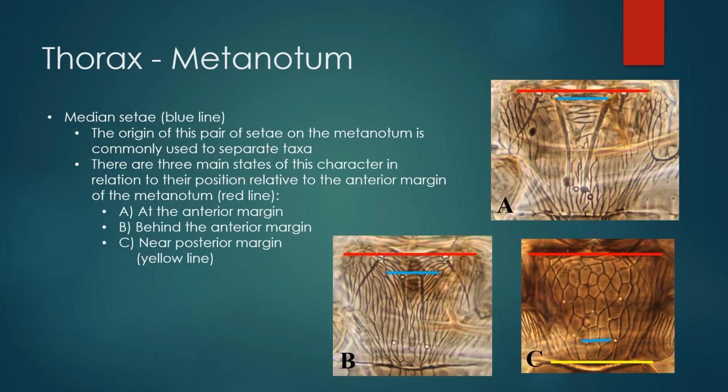Moving to the thorax, we will explore 2 characters located on the metanotum. The first is the position of the median setae, indicated by a blue line, in relation to the anterior margin, indicated by a red line, of the metanotum. There are 3 different states for the position of the pair of median setae: arising at the anterior margin, as in figure A, arising somewhat behind the anterior margin, as seen in figure B, or arising near the posterior margin, indicated by a yellow line, as in figure C.